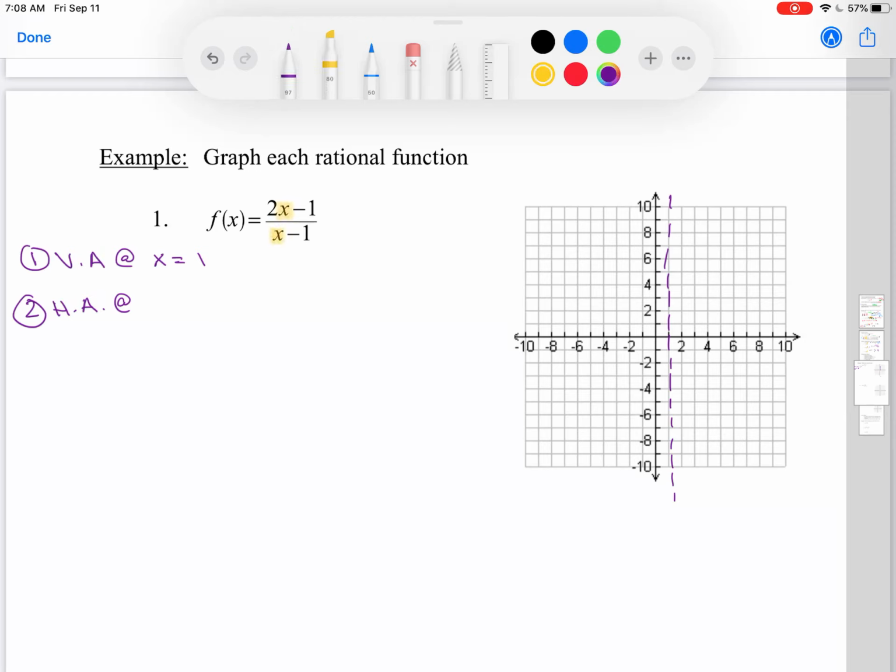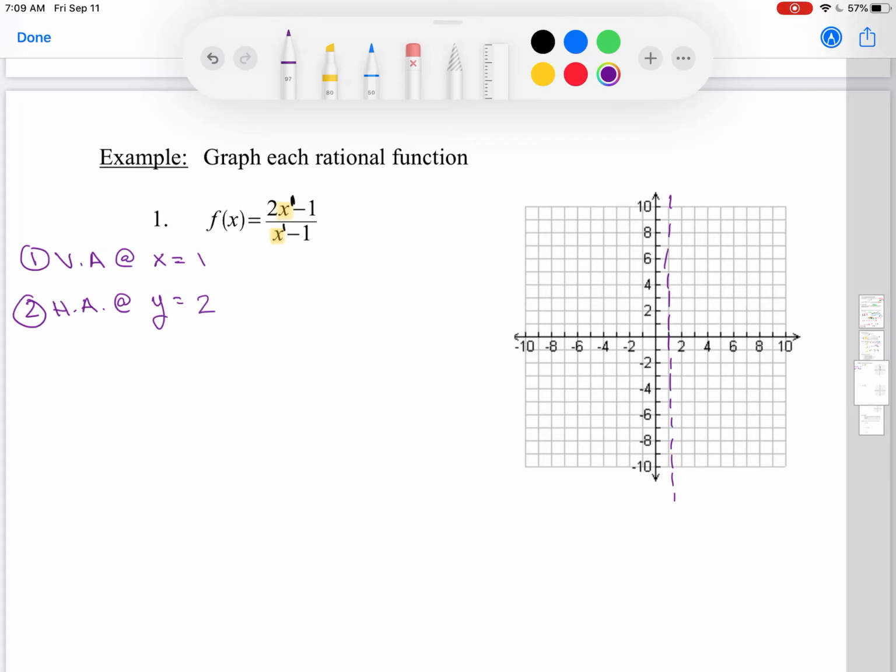Again, when we look at horizontal asymptotes, we're focused on the exponents. In this case, we have exponents of a 1 up top and a 1 down below. So right now my exponents are equaling one another. Therefore, my function for my horizontal asymptote has to be the coefficients out front. So on the numerator, I have a 2, and in the denominator, I have a 1. So if we simplify that function for y, it's just going to be y equals 2.